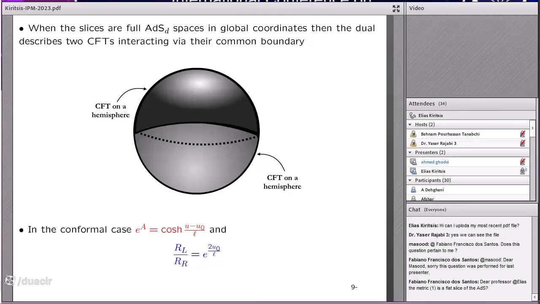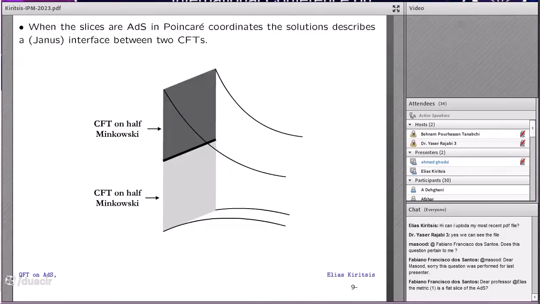And in particular, in the conformal case, in which e to the A is cos of (u minus some constant u0) over L, you can find that the boundary size of the curvature of the two AdS slices is related precisely to this u0 via this formula. So in this sense, this looks like two quantum field theories on two AdSs, and these two AdSs have different curvatures. Now, if you use Poincare coordinates for the AdS slice, then this is precisely the Janus interface solution, where on one hand you have half of the space in flat coordinates, and on the other you have half of the space in other coordinates, and the common boundary is precisely here. And this is what people called holographic interfaces many years ago.